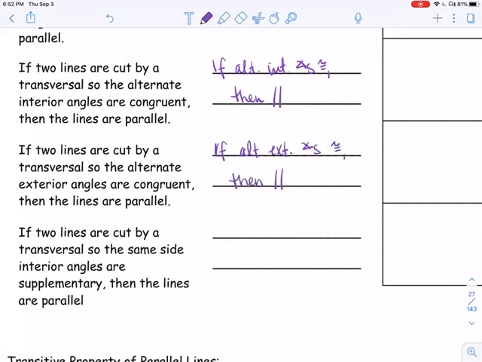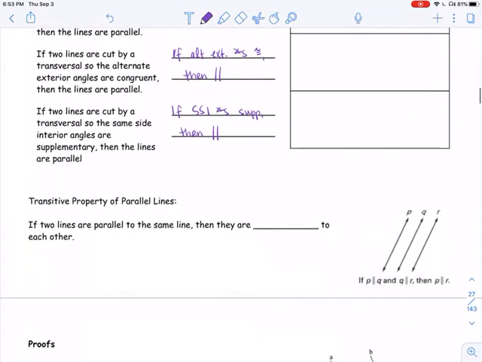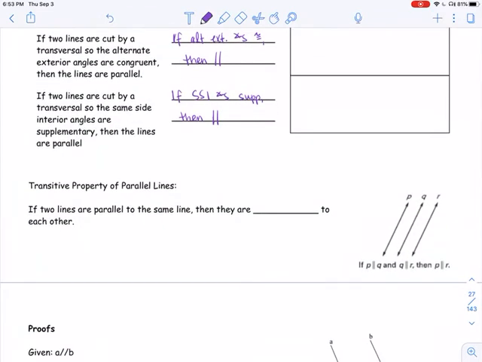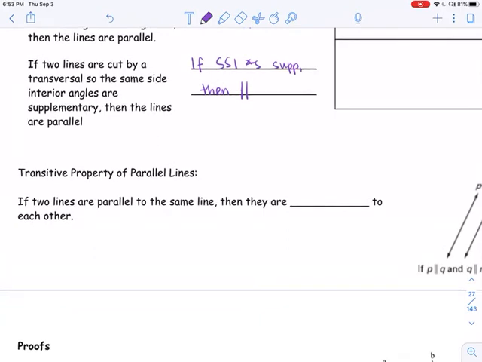then lines parallel. And if two lines are cut by a transversal so that same side interior angles are supplementary, then lines parallel. So if same side interior angles are supplementary, then lines parallel. All right, these are our converses, and we'll start using those in proofs here in just a minute. Transitive property of parallel lines: if two lines are parallel to the same line, then they are parallel to each other.